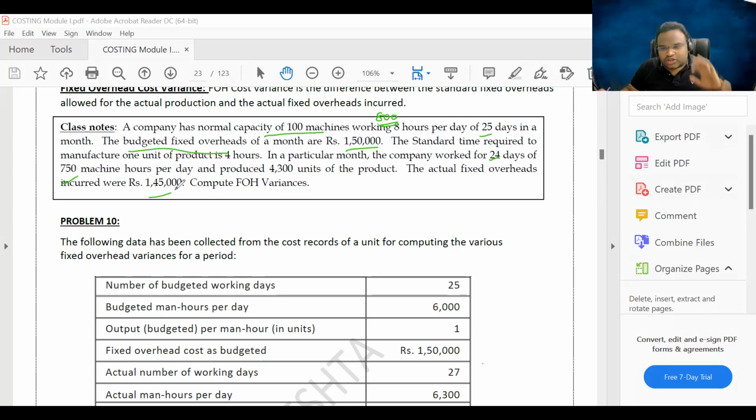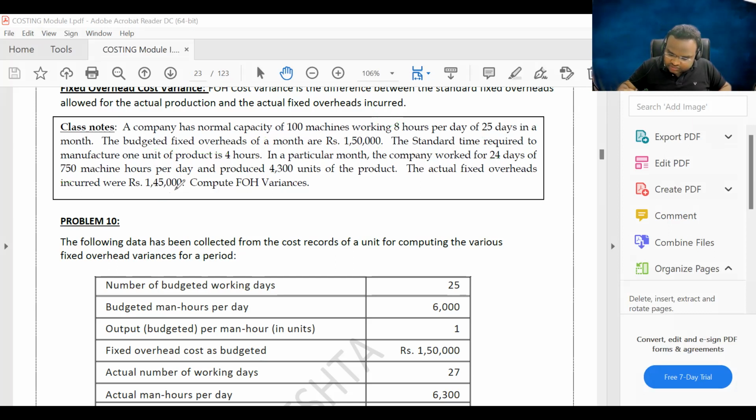One variance is already got. Fixed overhead expenditure variance is equal to budget fixed overheads minus actual fixed overheads. What is your budget fixed overheads? 1,50,000, but you spent only 1,45,000, so 5,000 favorable with respect to fixed overhead expenditure variance. But I need to calculate other things. Compute fixed overhead variances.